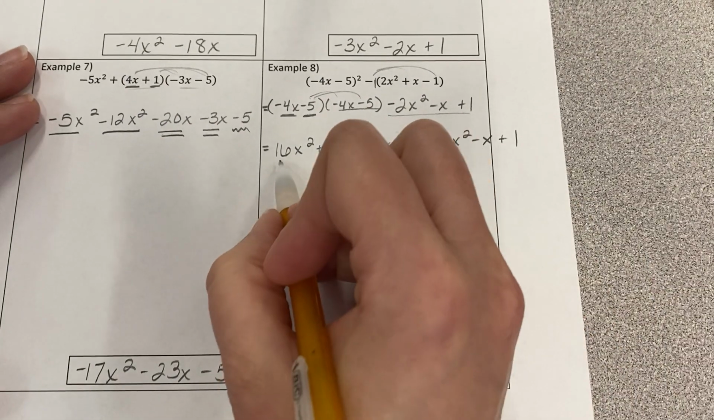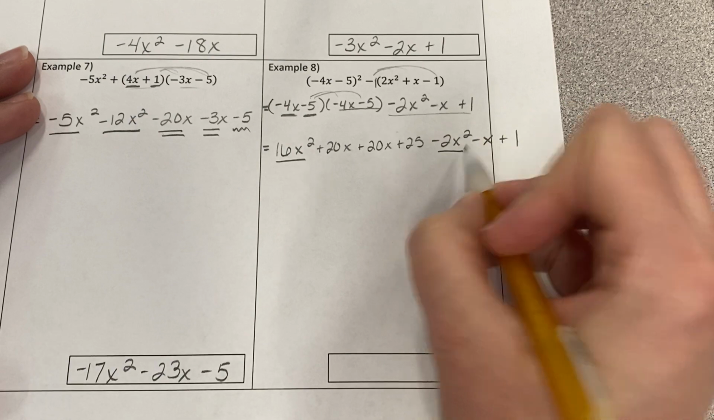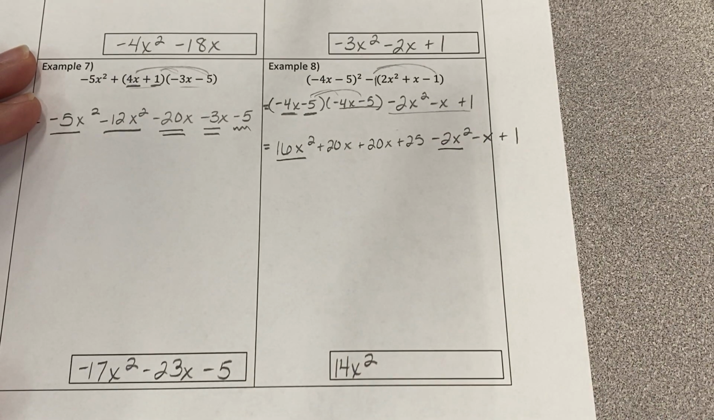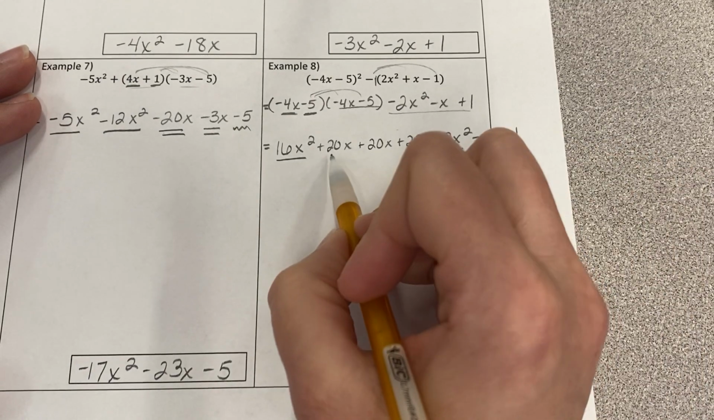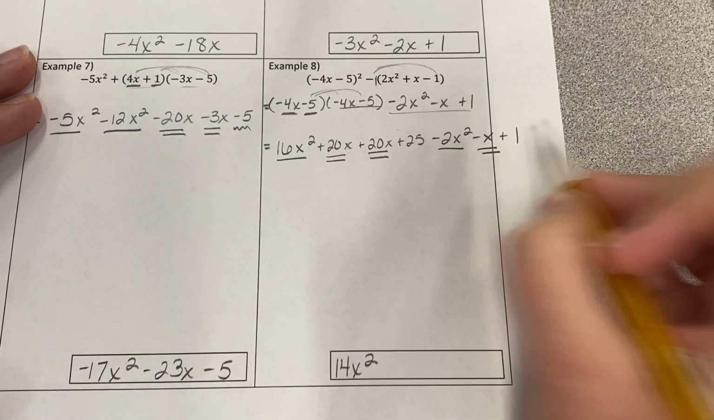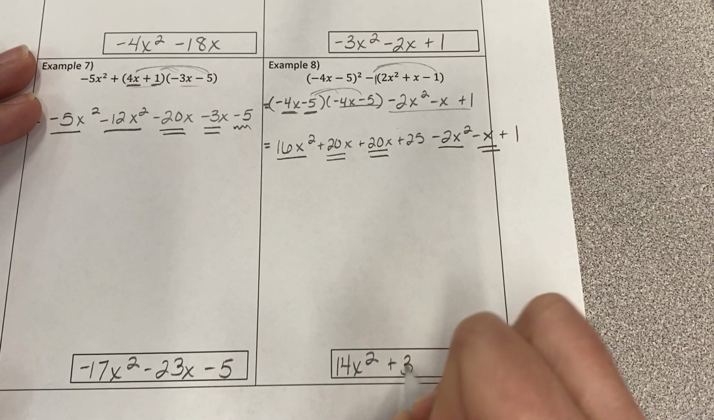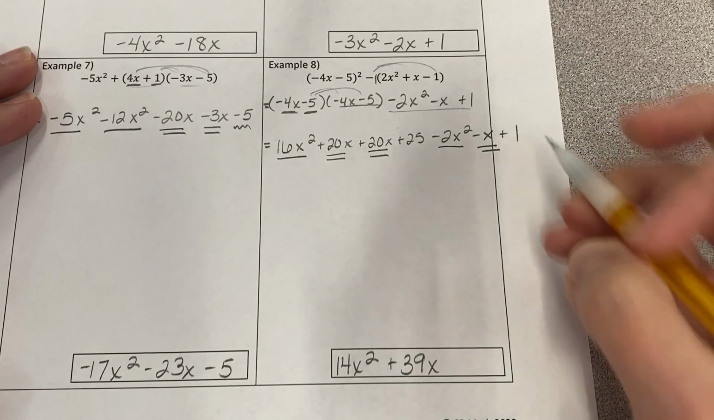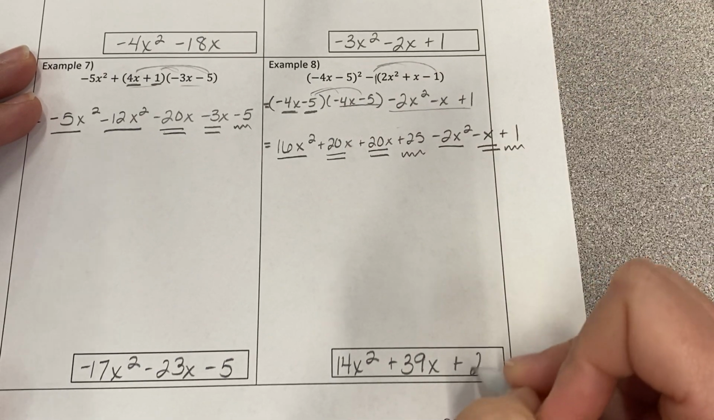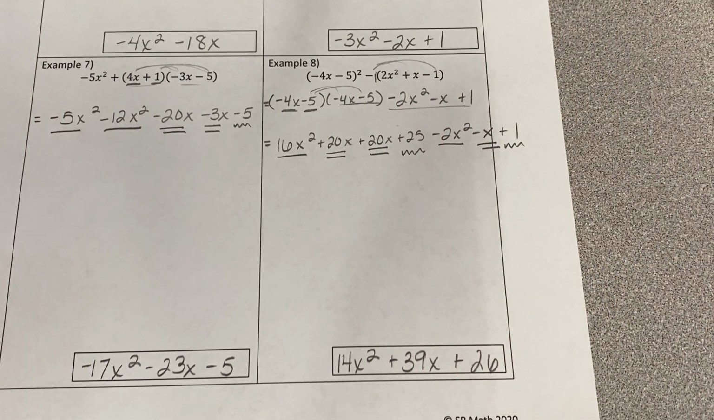Combining like terms. 16x squared minus 2x squared is 14x squared. 20x plus 20x minus 1x is positive 39x. And then 25 plus 1 is 26. All right, there you go. That is lesson 4.